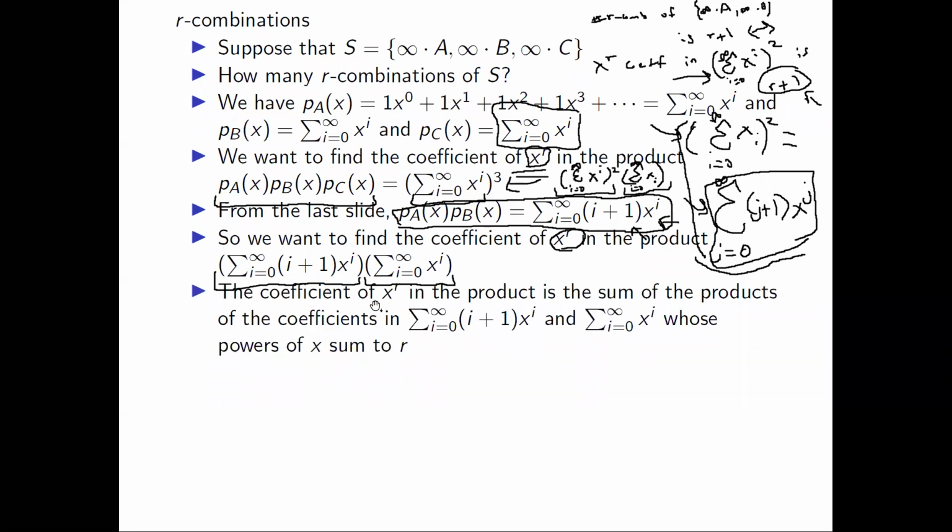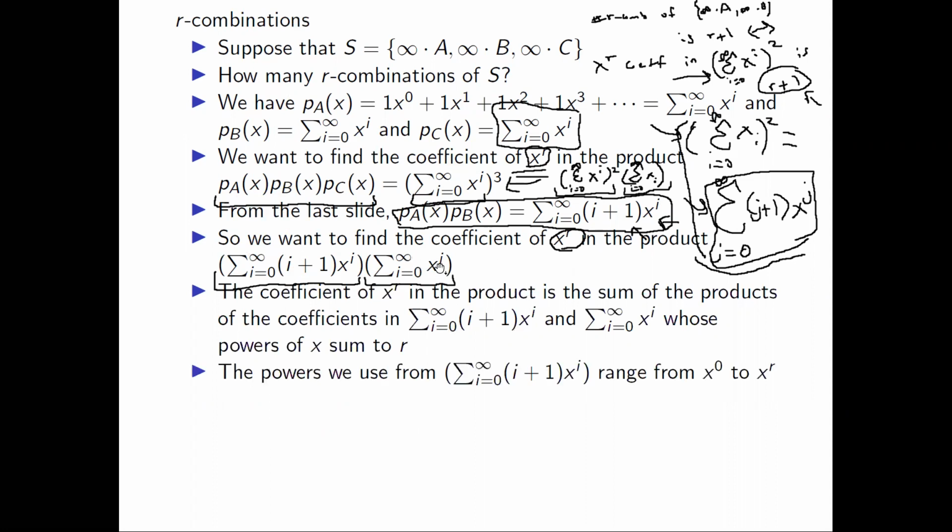So now we want to look at the coefficient of x to the r in that product, the product on this previous bullet right here. And that's going to be the sum of the products of the coefficients in these two polynomials whose powers of x sum to r. And these two polynomials, again, are just the two in this previous bullet. So the sum i equals 0 to infinity of i plus 1 times x to the i, and the sum i equals 0 to infinity of x to the i.